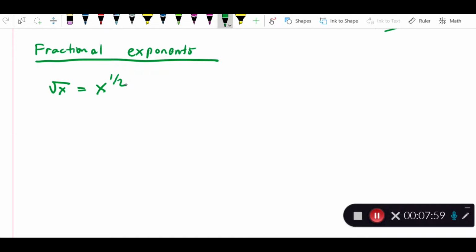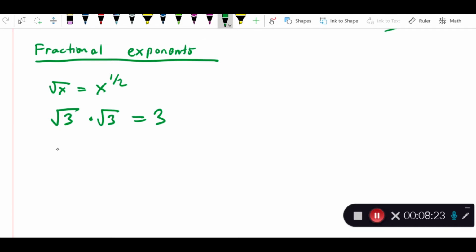Now you might wonder why this is, and it's useful to just go over that in terms of the law of exponents. We know that root 3 times root 3 is equal to 3. So in other words, the square root of 3 is simply defined as a number such that I can multiply it by itself and get 3.